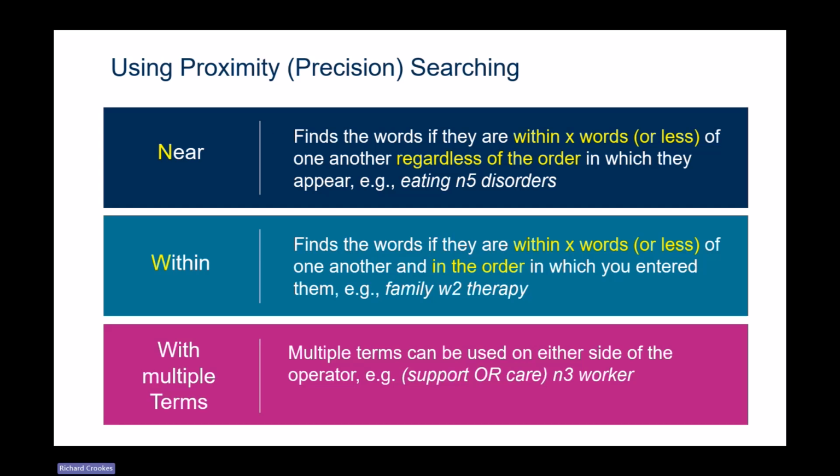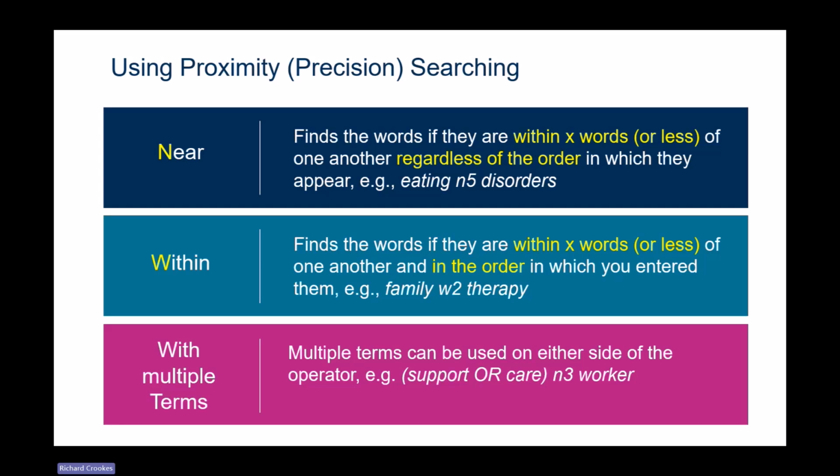Within is more restrictive because it's searching for the terms in the order you enter them. So again, within a specified word range. So if you think of family therapy, if we enter family W2 therapy, that will find the term family within 2 words or less of therapy, but not therapy within 2 words or less of family, essentially. Now, multiple terms can be used on either side of the operator. So if you're looking for support or care workers, you could search for support or care W3 worker. So that means you can find support worker or care worker or workers. You can change that.